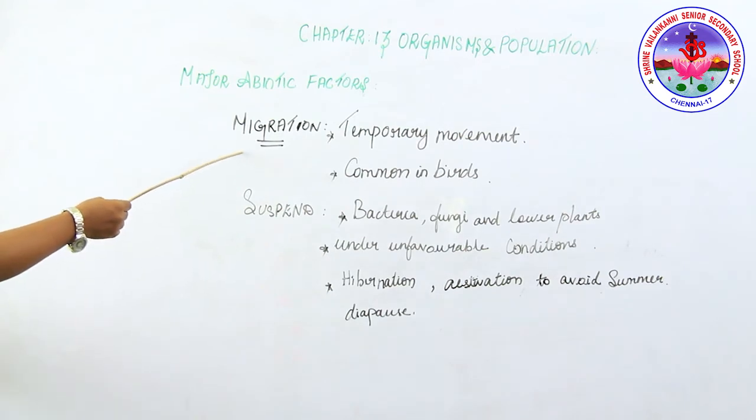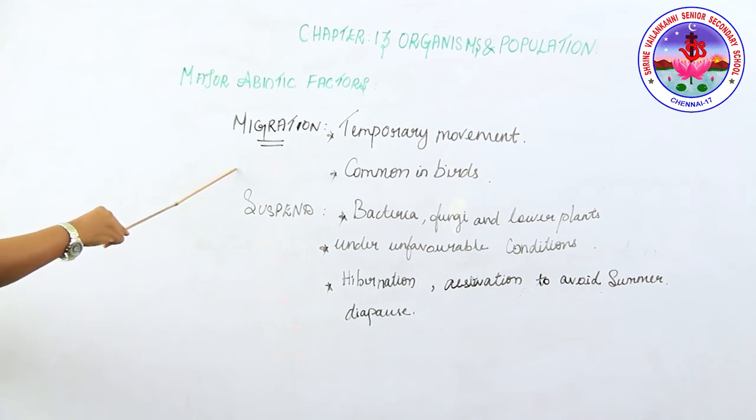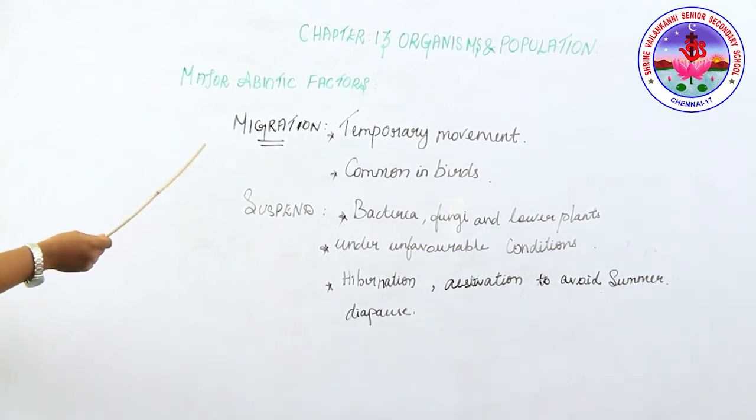Next we're going to study migration. The temporary movement of organisms from the stressful habitat to a more hospitable area, and return when favorable conditions reappear, is called migration. This movement is a temporary movement. It commonly occurs in birds.